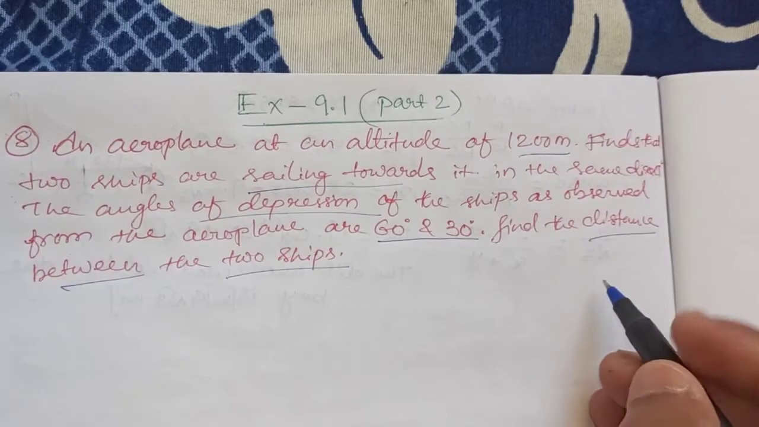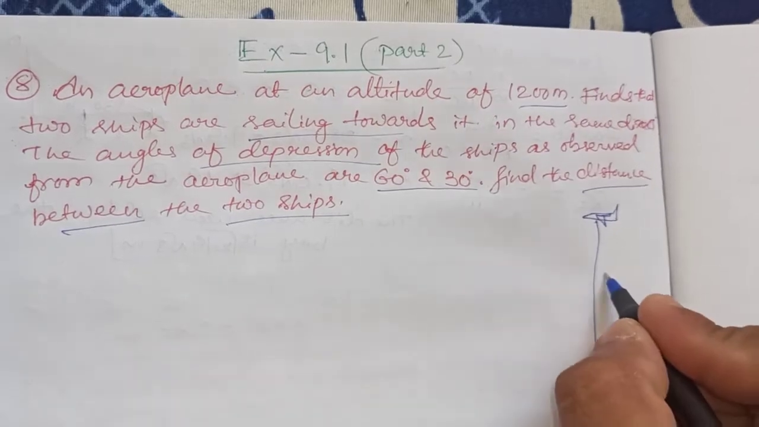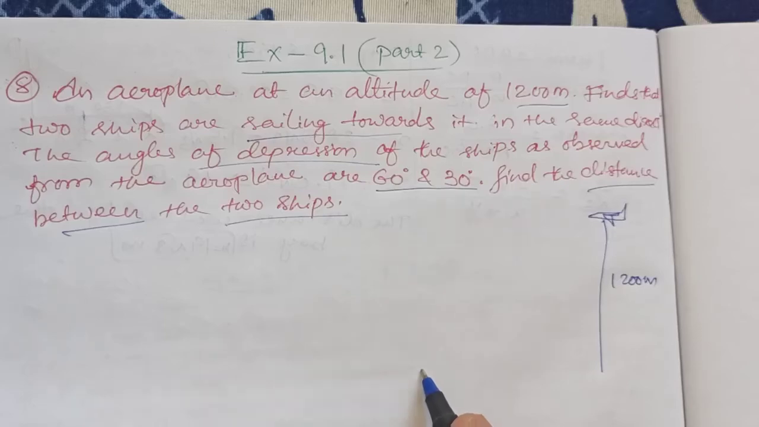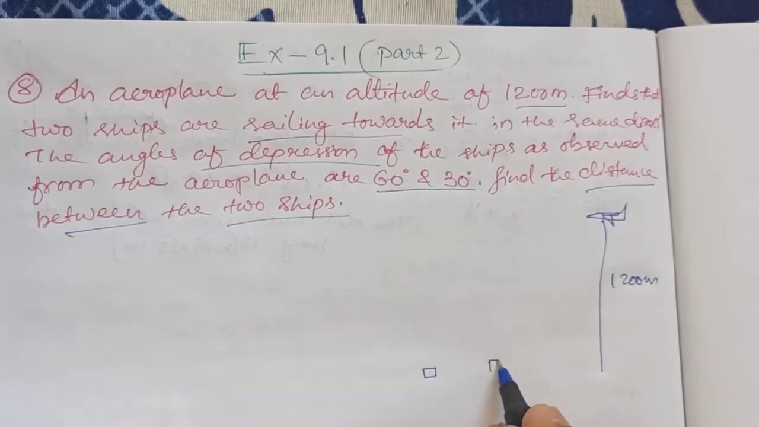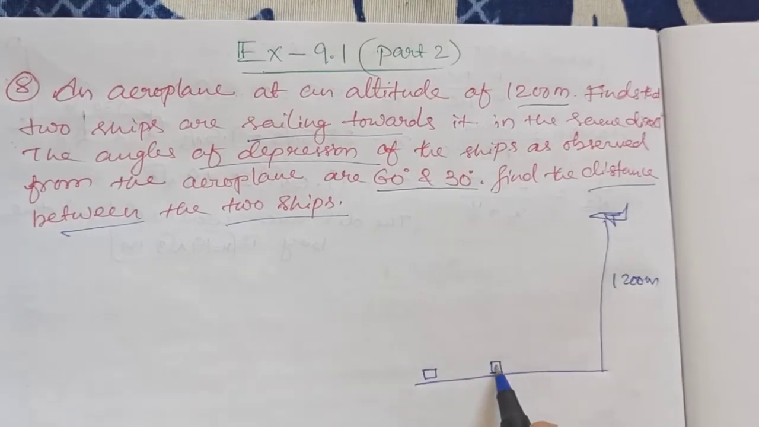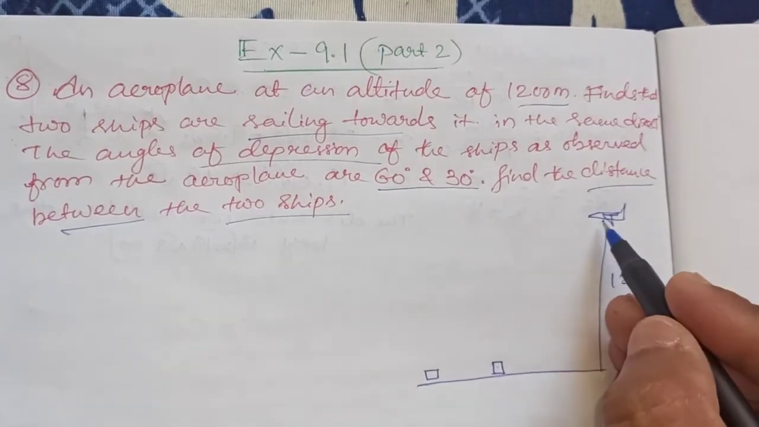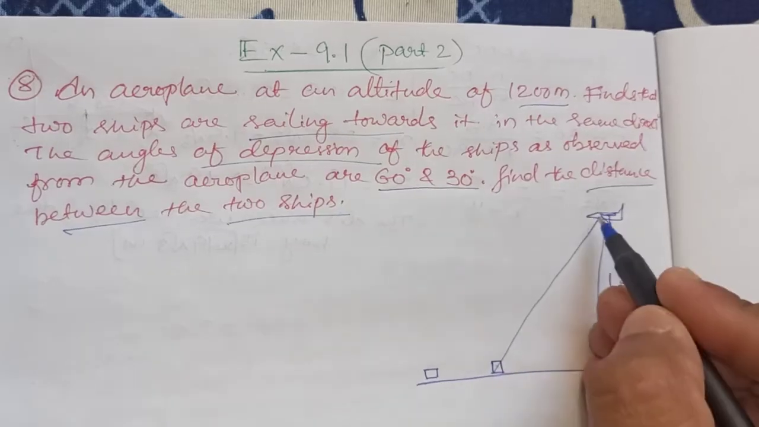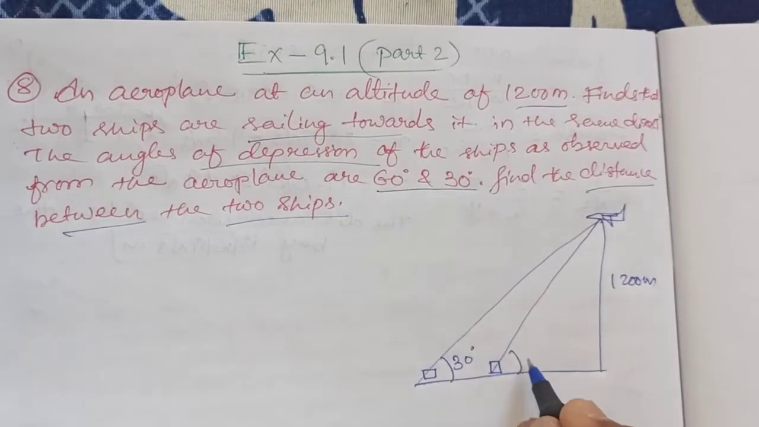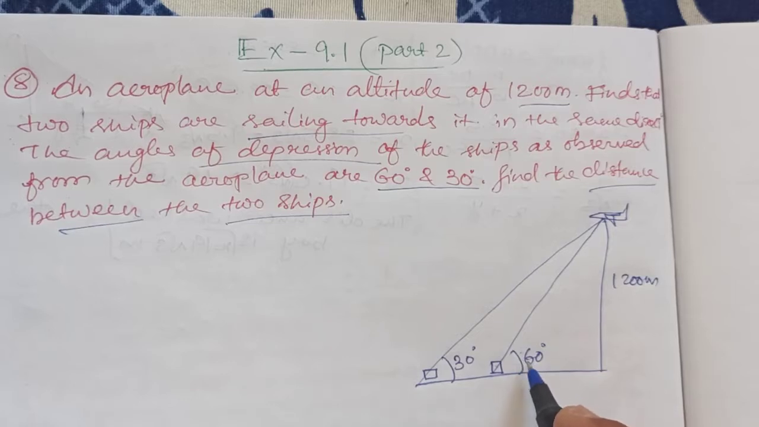Okay, so first of all we will draw a diagram. Suppose there is an aeroplane flying at a height of 1200 meter. That means this height is 1200 meter, and it is observing two ships sailing towards it. Suppose this is the surface of water. Two ships are sailing towards the aeroplane. When it is observing the two ships, the two angles of depression are one 30 degree and one 60 degree. The far one will be the smaller angle and the nearby one will be the greater angle.